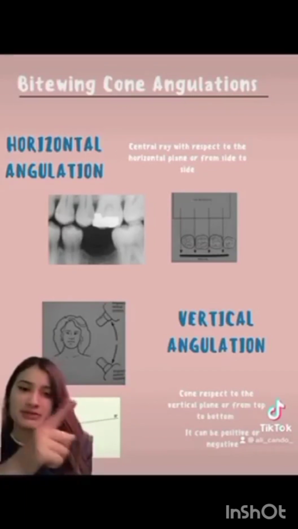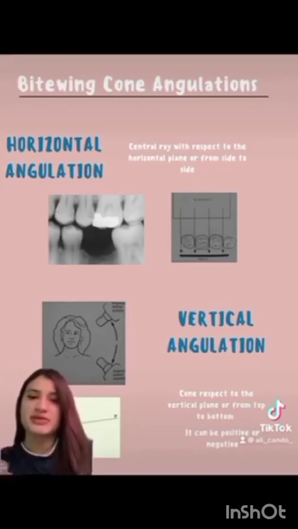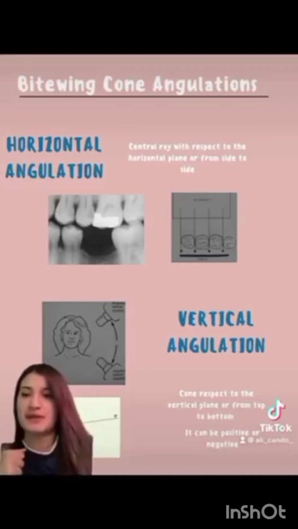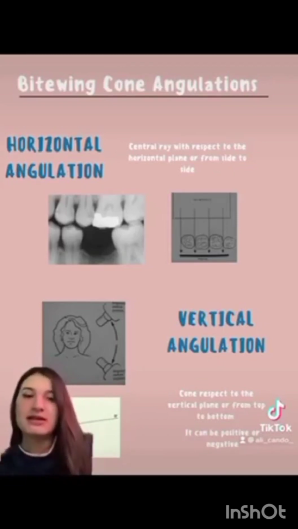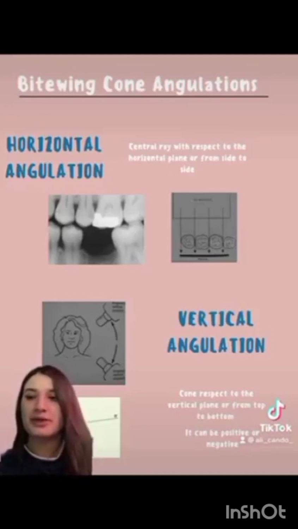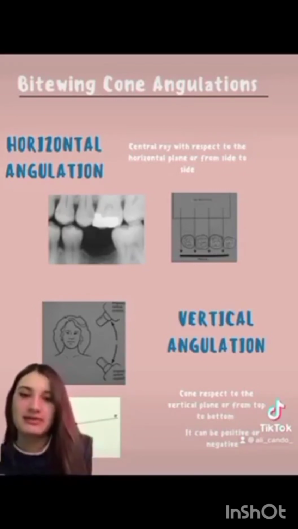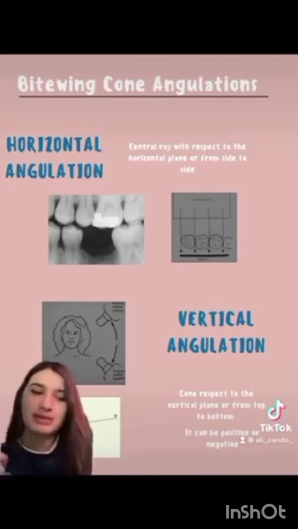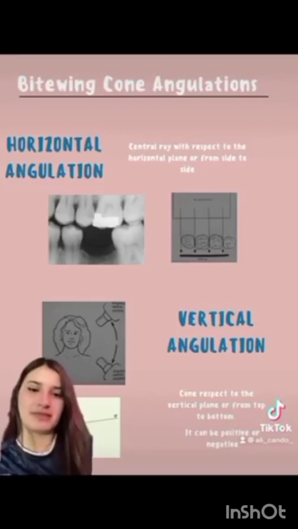And we have vertical angulation. That is the position of the cone with respect to the vertical plane, or from top to bottom. It can be positive when the cone is placed above the occlusal plane with the ray pointing downwards, or negative when the cone is placed below the occlusal plane and the ray is directed upwards.